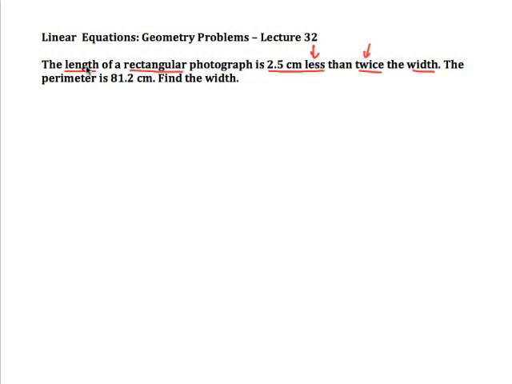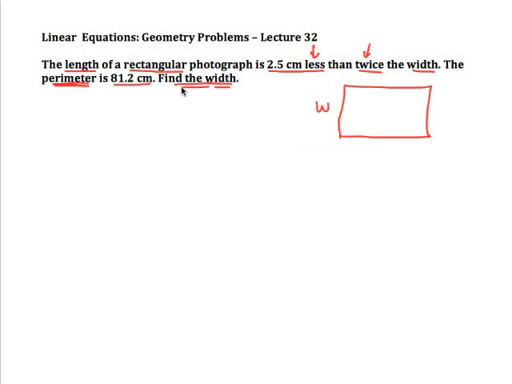Okay, so notice that the length is given in terms of the width. We're also given that the perimeter is in fact 81.2 centimeters, and we're asked to find the width. Alright, so a little picture is always good. So what I have here is a rectangle, and we have the width. Let's call this the width here, W, and the length is in terms of the width.